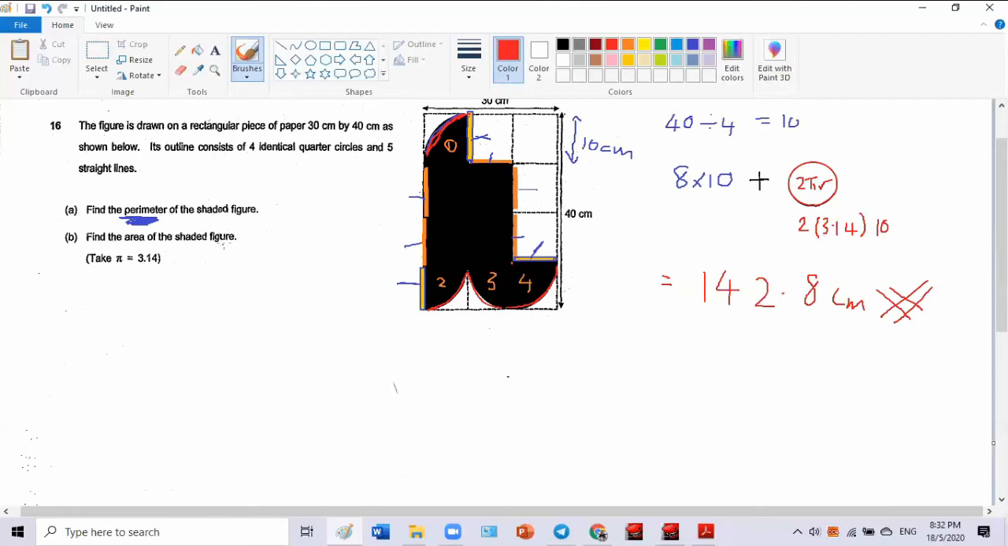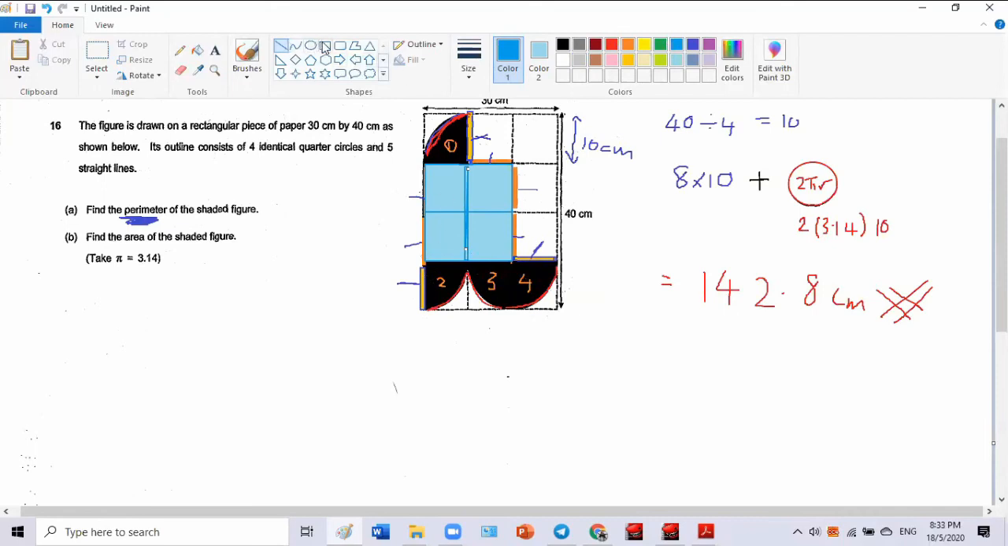Before we hit the area. Area. What is the area of the shaded figure? The area of the shaded figure is made out of what? How many square boxes do we have? 4, right? So there are 4 squares. Can you see, people? Then plus 1 circle, plus 1/4, 1/4, 1/4.